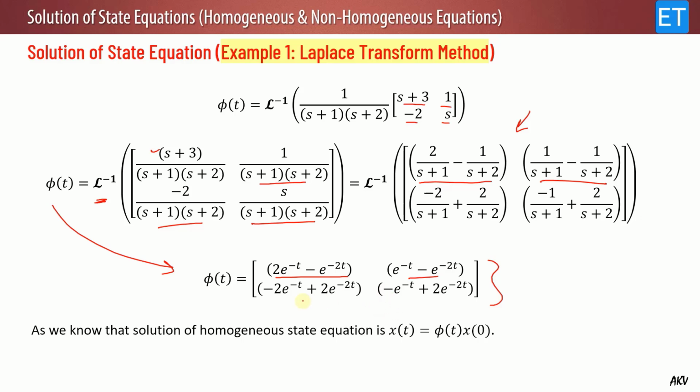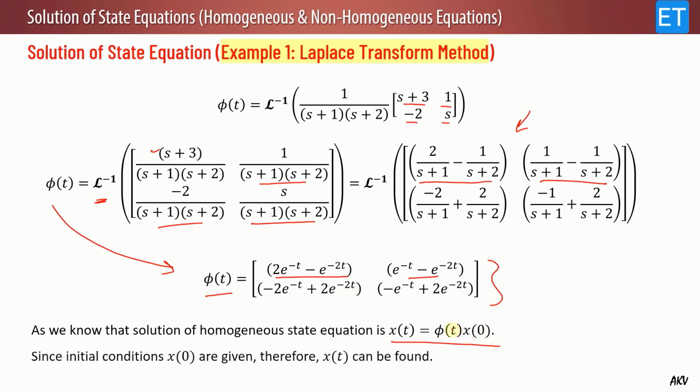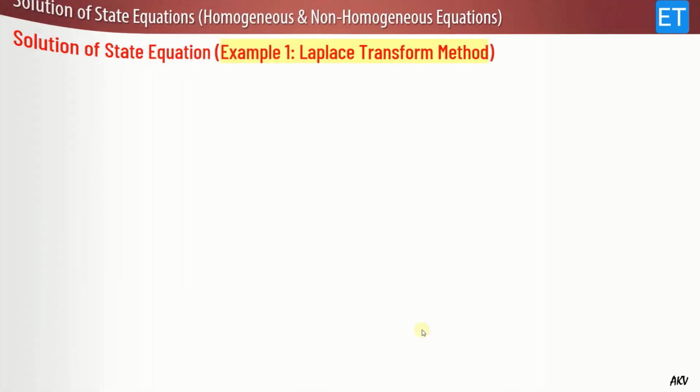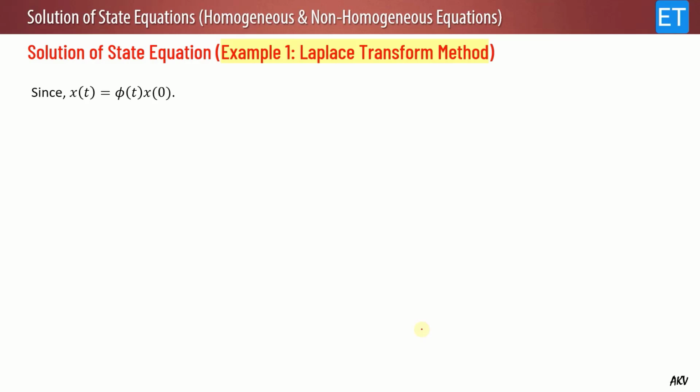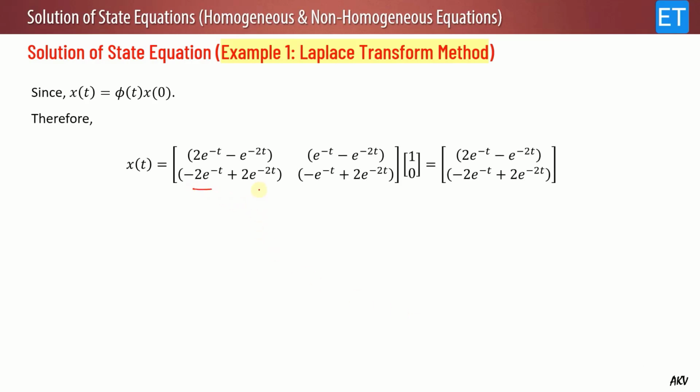So as we know now, since phi t is known, and we know that x t equals phi t into x 0, now we will multiply this matrix with the initial conditions. From this you can find x t. So let's see how. Okay, this is my phi t, and these are the initial conditions which were given in the question. When I multiply these two matrices, I get this. So that is your x t.